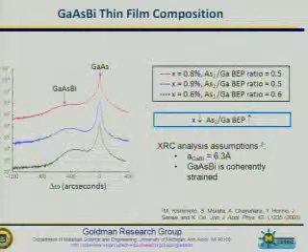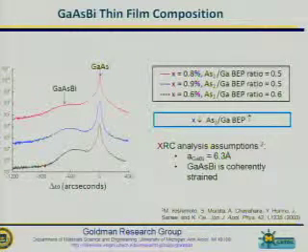You'll see that for each sample there are two peaks. The peak on the left indicates gallium arsenide bismide and the peak on the right indicates gallium arsenide. The presence of a second peak on the left tells us that there is bismuth incorporating into our films because pure gallium arsenide only shows one peak, the one that's on the right.